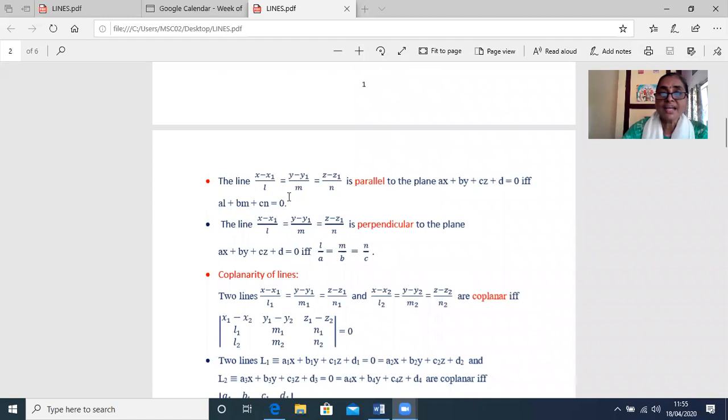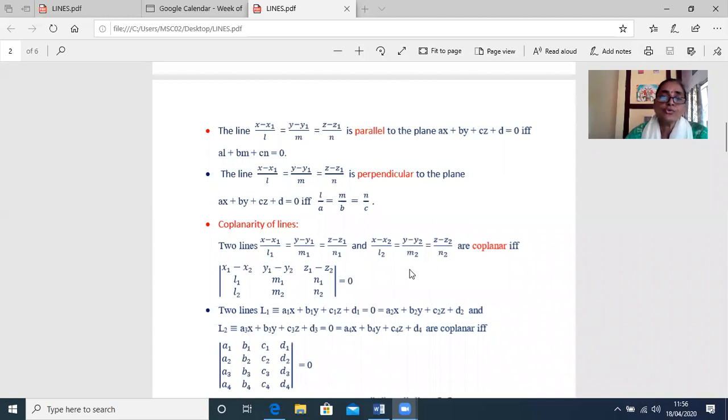Now, a line is parallel to this plane only when this condition is satisfied. How? This line is parallel to this plane means for this plane, the normal's DRs are A, B, C. Any normal to this plane is also normal to this line. Therefore, Al plus Bm plus Cn is equal to 0. So this line is parallel to this plane only when Al plus Bm plus Cn is equal to 0. And this line would be perpendicular to this plane if the ratios of the DCs are equal.